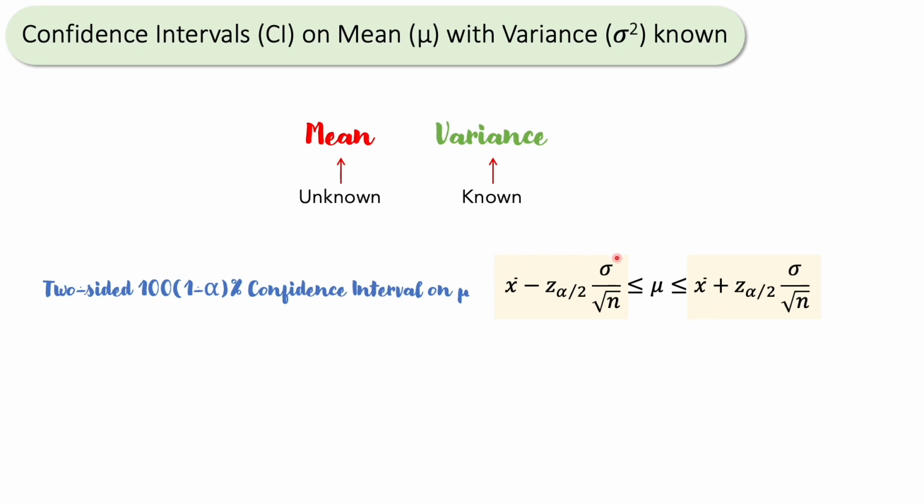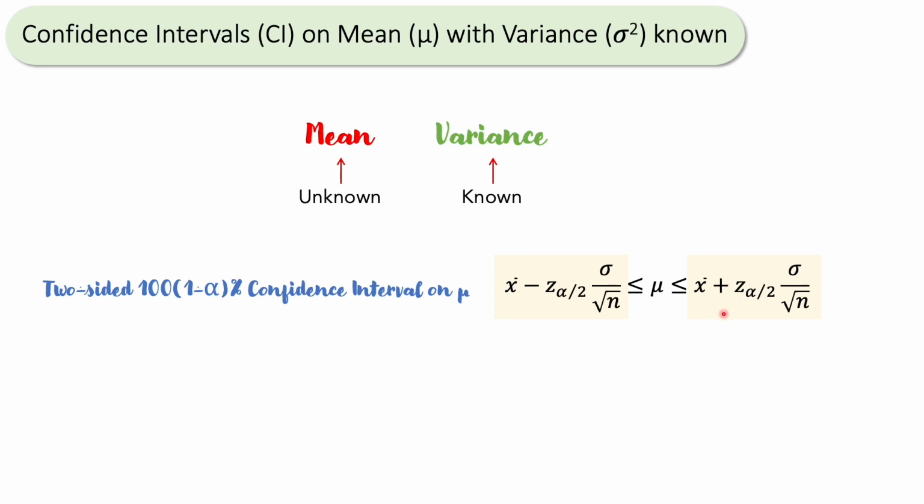And the lower confidence bound of the interval is x minus this factor, and the upper one is x plus the same factor. So there is no difference, the only difference is the sign. In the lower one we are subtracting, and in the upper one we are adding.